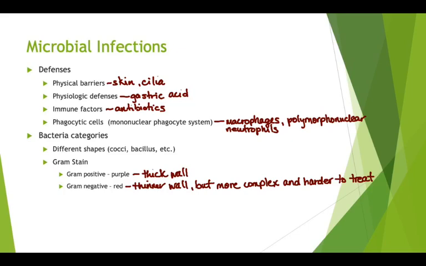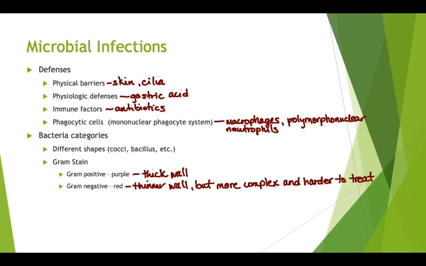Bacteria are categorized basically by how they look. We have bacteria that come in different shapes, or different morphologic entities. They look like cocci or bacilli, and those are different types. That's how we categorize them. And when we talk about the different antibiotics, we're going to talk about the antibiotics that affect the specific type of bacteria. We also categorize them by how they respond to a gram stain procedure.